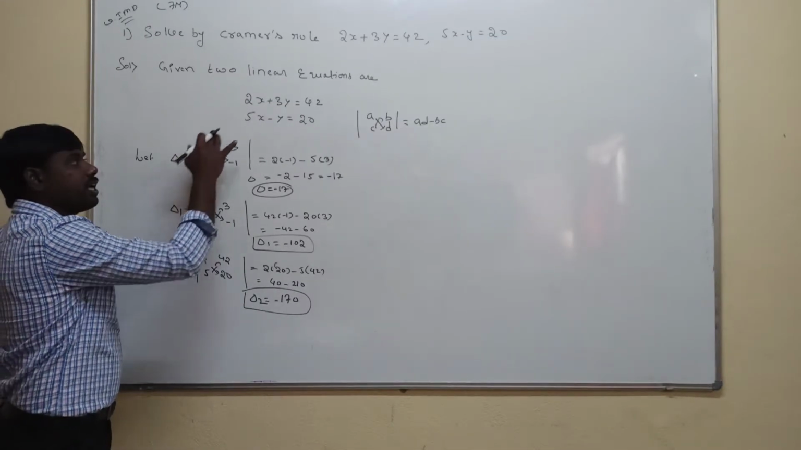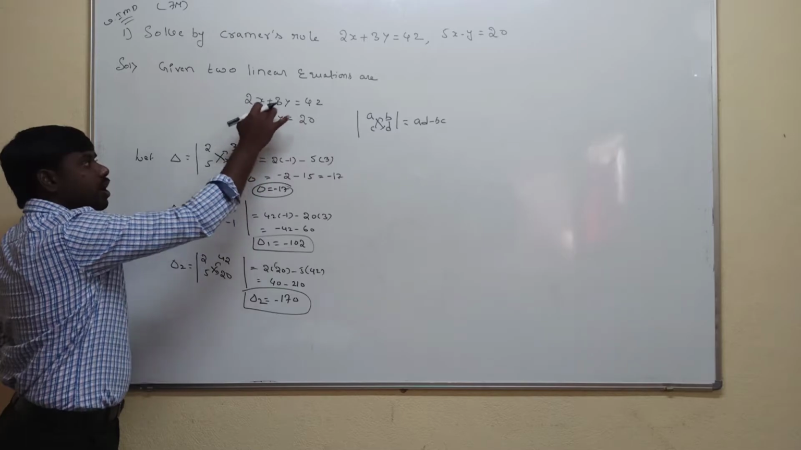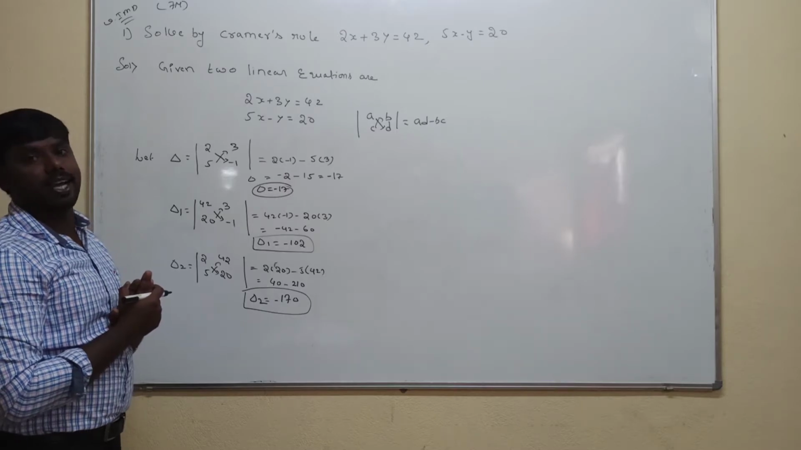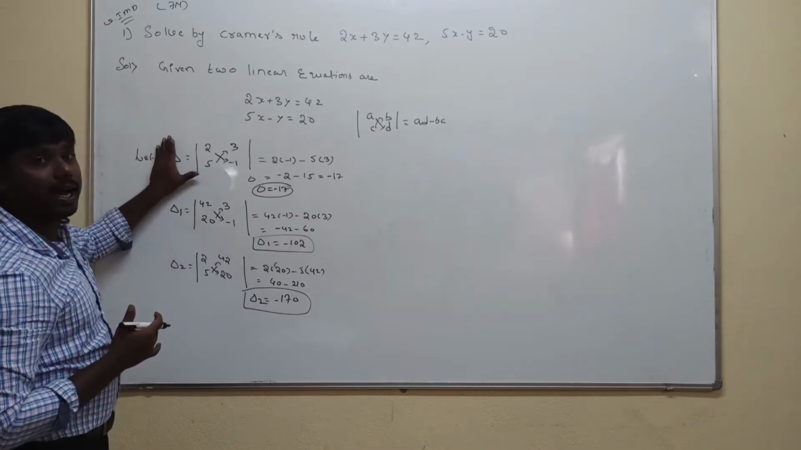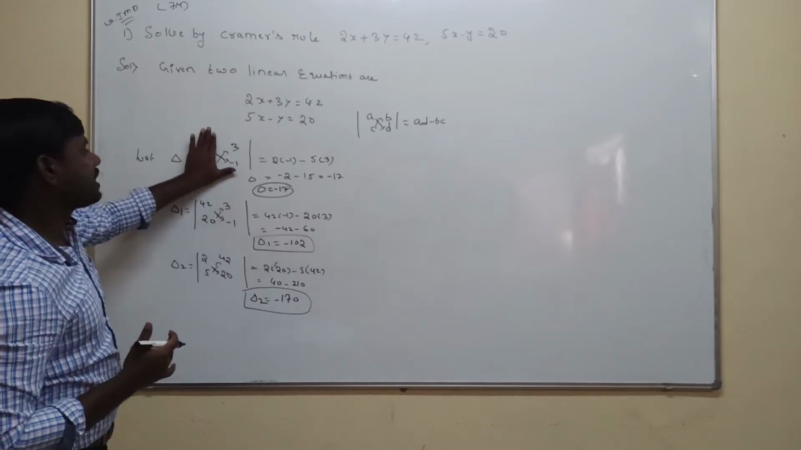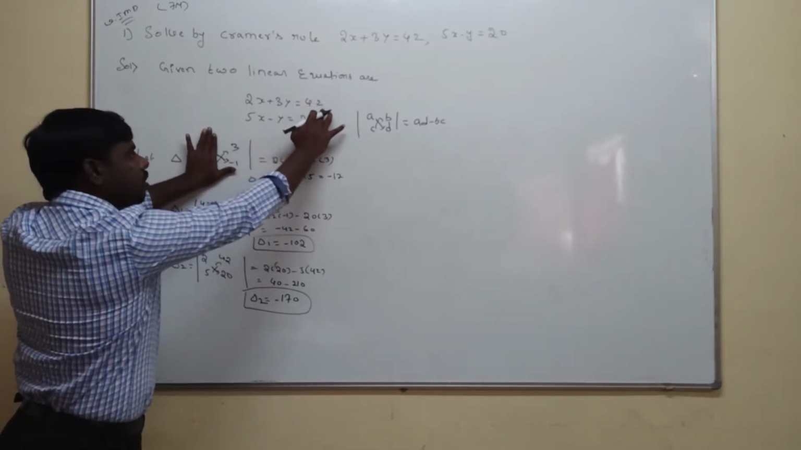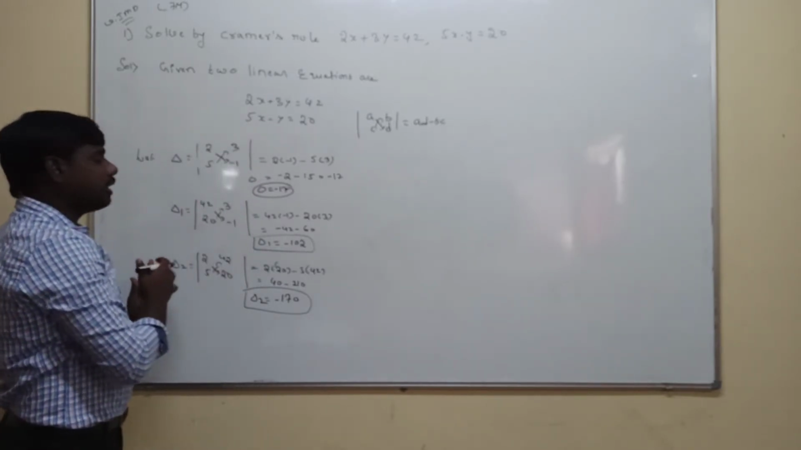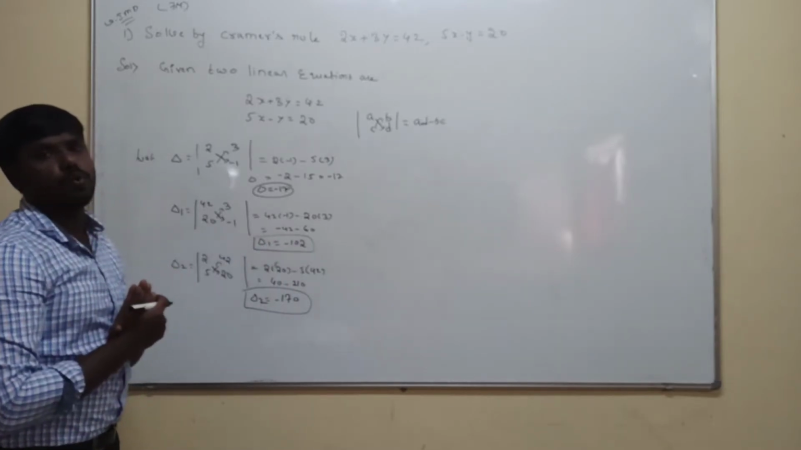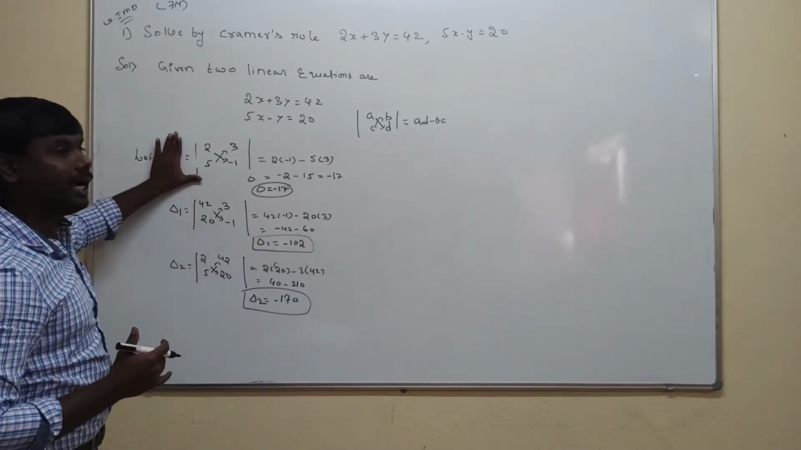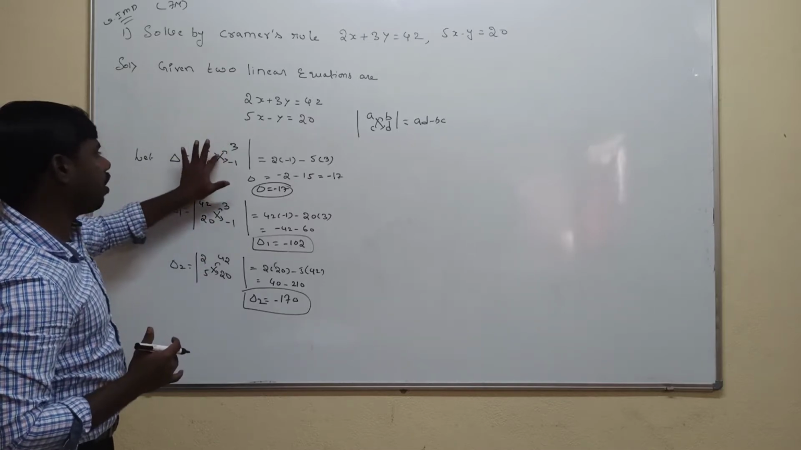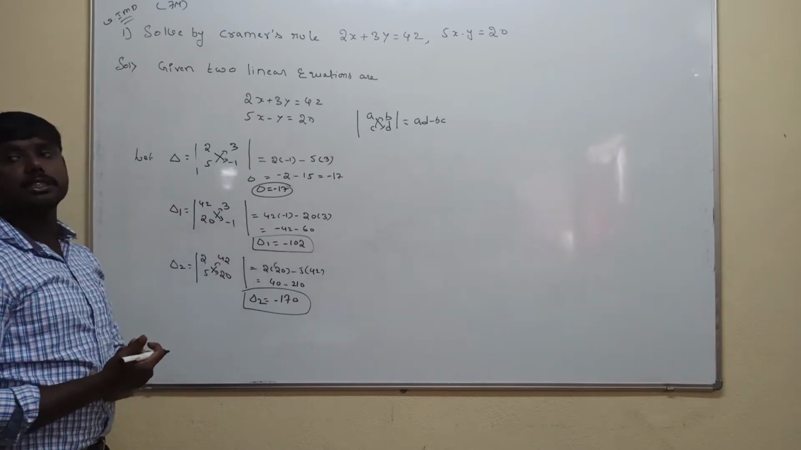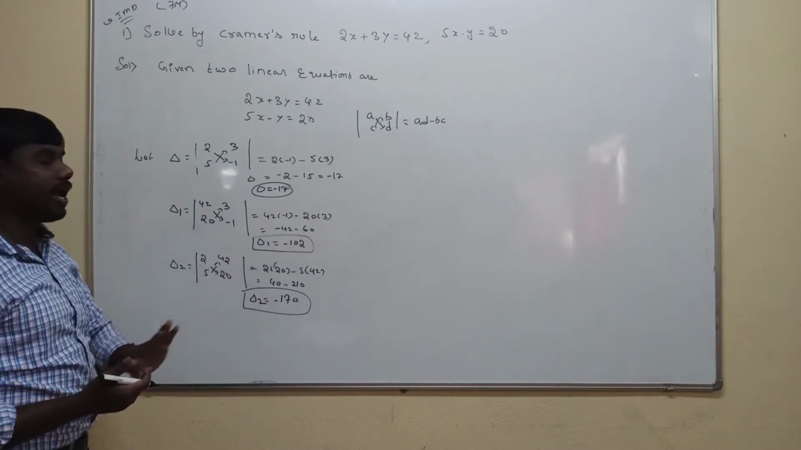Delta we take from the given equation, the xy coefficient values 2, 3, 5, minus 1, and we apply cross multiplication. That is the delta value. Delta 1 from delta: the first column is replaced by C1, C2, which are 42, 20, and the second column stays as it is. Applying cross multiplication, delta 1 is minus 102. Delta 2 from delta: the first column stays as it is and the second column is replaced by C1, C2, 42, 20. Applying cross multiplication, delta 2 is equal to minus 170.